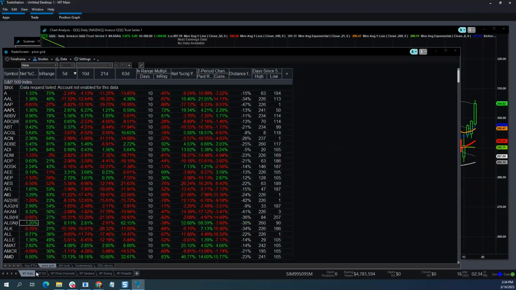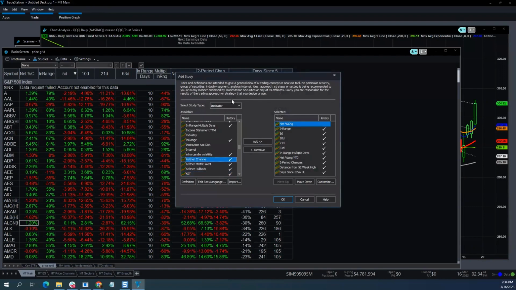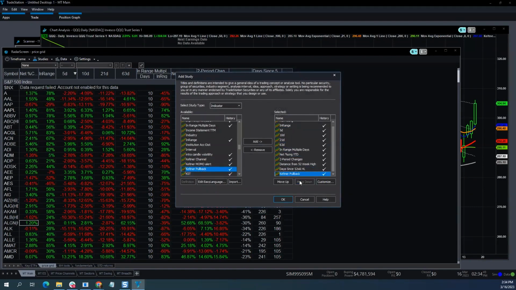If you go to MT main, go to price grid. Let's actually add it here. Let's go to studies, add. Now, this is in one of the ELDs that I shared at the top of the blog today. Keltner pullback. I'm going to put it at the end.